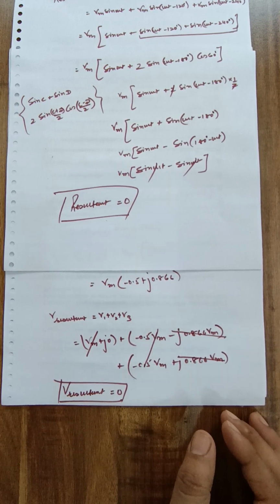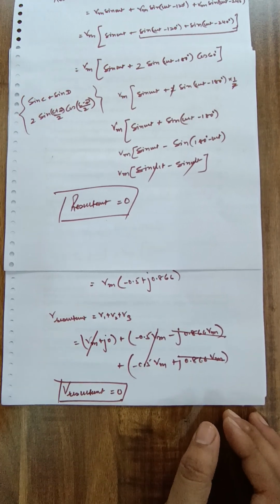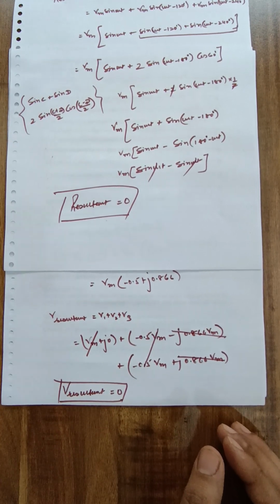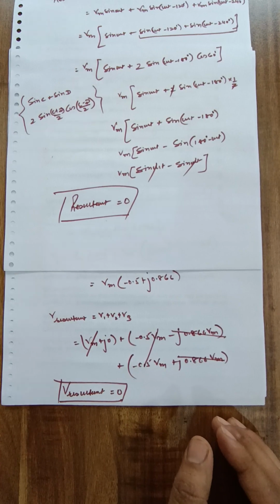Now this three phase system has two types of connection, star connection and delta connection. We will discuss this star and delta connection later on in the next lecture.